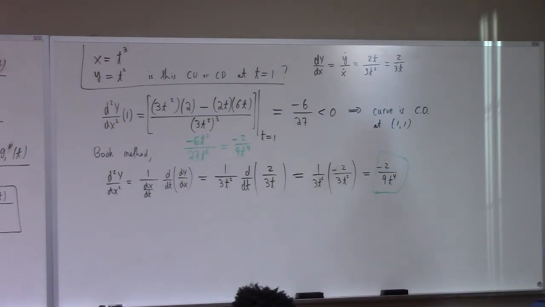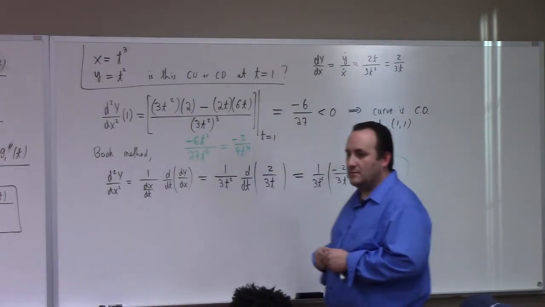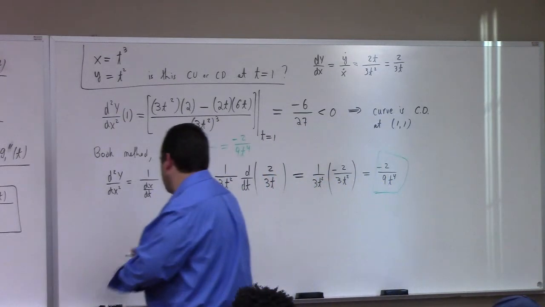I mean, the book's way is not wrong. You just have to understand what he means by that. He means you find dy/dx as a function of t, then you differentiate that. But after that, you still have to multiply by the reciprocal of the x speed to get the second derivative. So you see what he means then by the third derivative.